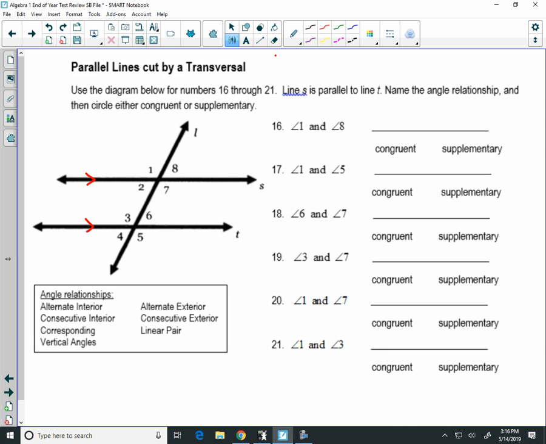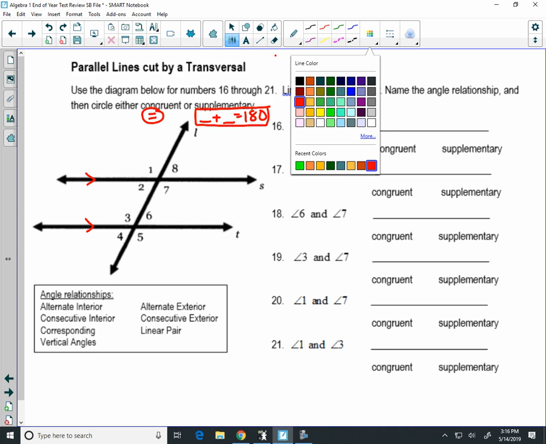The angle relationship is there, but it doesn't necessarily mean that they're congruent or supplementary unless those two lines are parallel. The other thing, just to remind you, congruent means equal. Supplementary means your two angles add to 180. So there are your two terms there. I'm just going to jump right in.